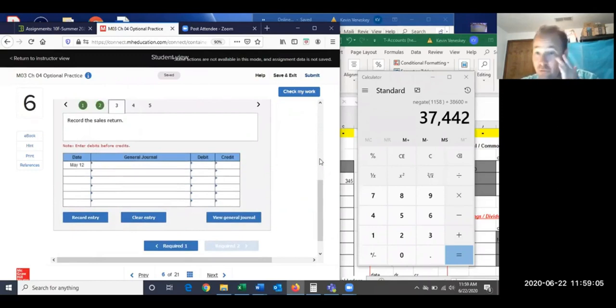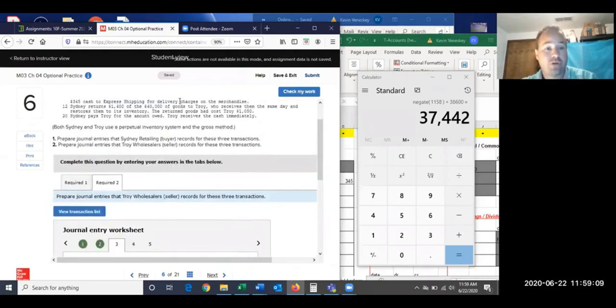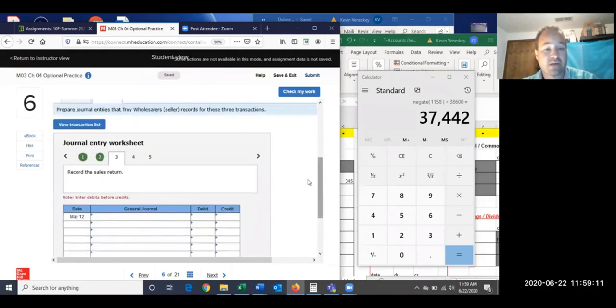On May 12th, we do record the sales return. She returned, remember, $1,400 of stuff. So we call that a sales return. And we take that off of her bill that she owes us.